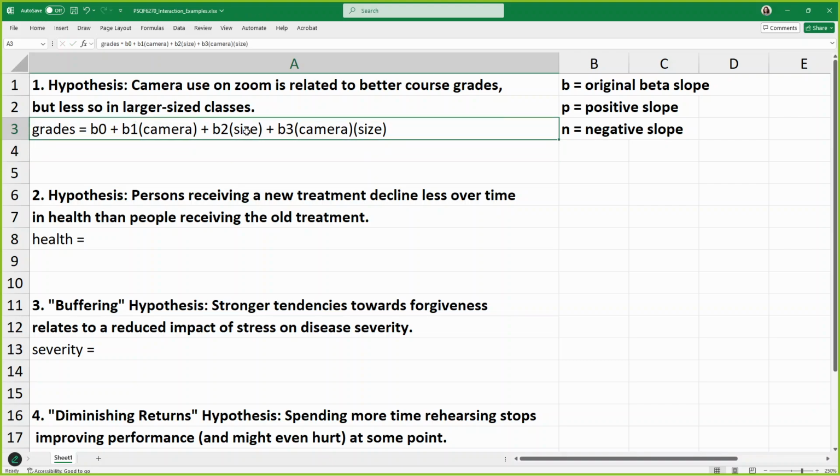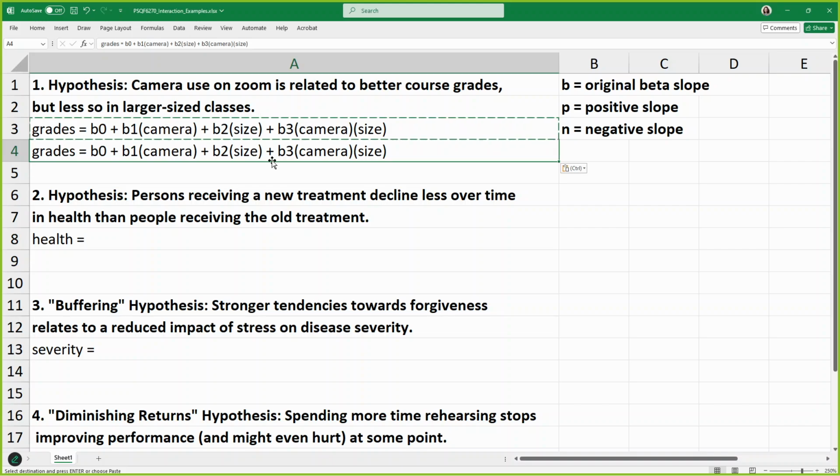Now here's what I'm going to do. We're going to replace the B's with P's and N's for positive and negative. So in average size classes, do you think that camera use relates to better grades? Guess how many cameras I see in front of me? 0. So clearly we don't think that.